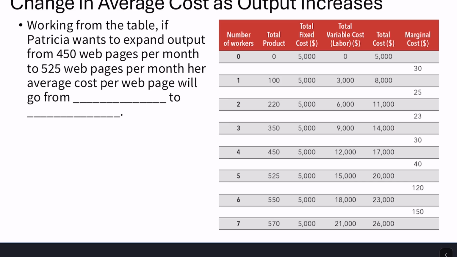Okay, now for the problem here, working from this table, if Patricia wants to expand output from 450 web pages, so right here with 4 workers per month, to 525 web pages per month, going to 5 workers to do that, her average cost per web page will go from blank to blank. So what this question is asking you is to calculate average cost for this line and then also calculate average cost from this line and come up with an answer. So once you pause the video here, calculate those two numbers, and then I'll come back and go through the solution.